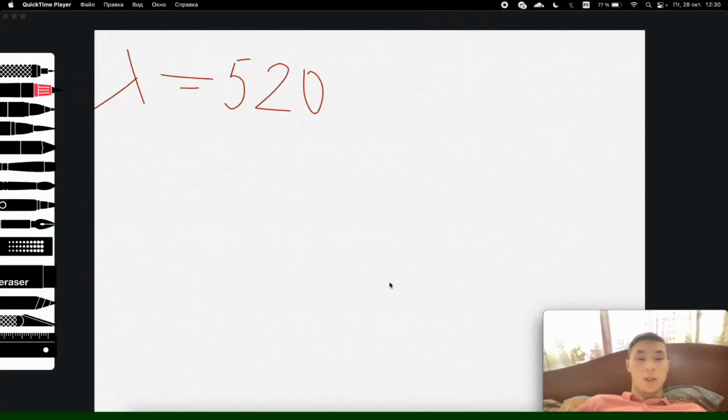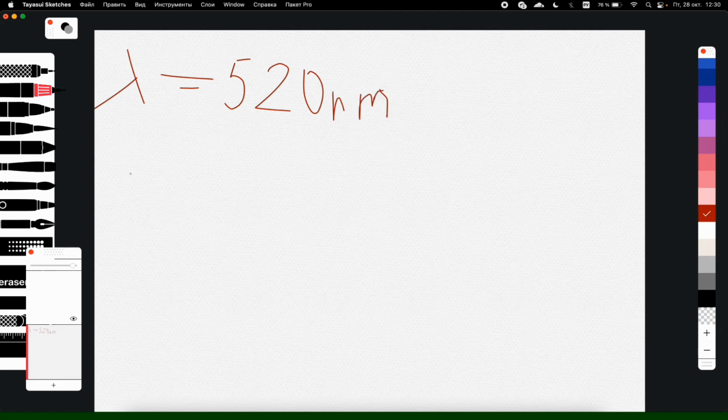Today we will solve some problems from physics. Firstly, read the exercise: with what speed must an electron move so that its momentum is equal to the momentum of a photon with a wavelength of 520 nanometers? Okay, we know the wavelength is equal to 520 nanometers. And how do we calculate this? Firstly, from the exercise we need to find the speed.